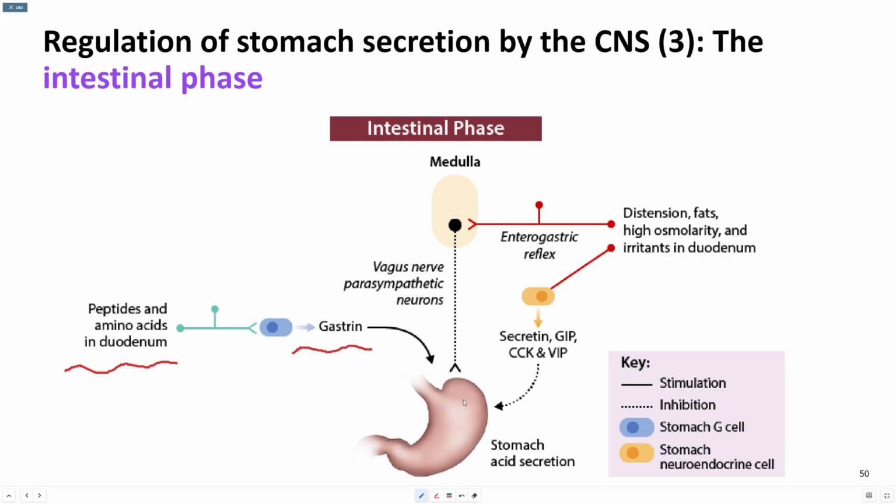That will stimulate the stomach to make more acid. On the right-hand side, when there's distension and fats or high osmolarity and irritants in the duodenum, that will then cause the secretion of certain kinds of stomach cells like secretin, GIP, CCK, and VIP, and these will then turn off stomach secretion. So on the right side, these compounds all favor the inhibition of stomach acid, whereas gastrin, histamine, and acetylcholine favor the activation.